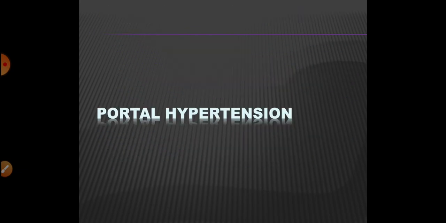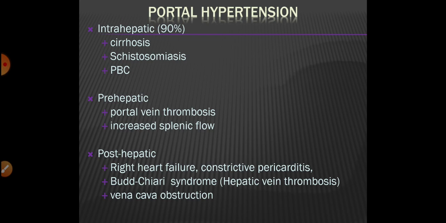Now coming to portal hypertension. Portal hypertension is elevation of hepatic venous pressure above 7 millimeters of Hg. The etiology of portal hypertension: the causes can be divided into 3 categories: prehepatic, intrahepatic, and posthepatic causes. The intrahepatic causes are the most common, and the commonest among them is cirrhosis of the liver. The prehepatic causes are portal vein thrombosis or increased splenic blood flow.